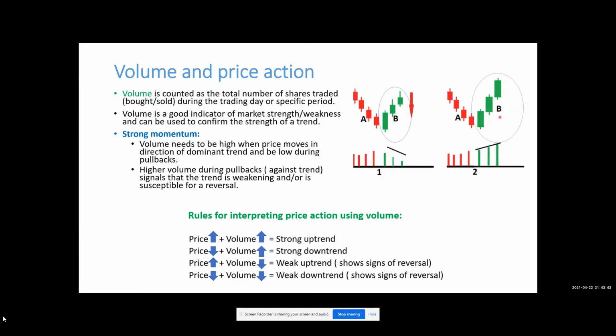So take a look at this one. This is a strong momentum move. As time progresses, volume increases. There is no divergence, there is convergence between volume and price. As price increases, volume increases. That is a bullish move. But take a look at this. Higher volume during pullbacks, that is against the trend, signals that the trend is weakening and is susceptible to a reversal.